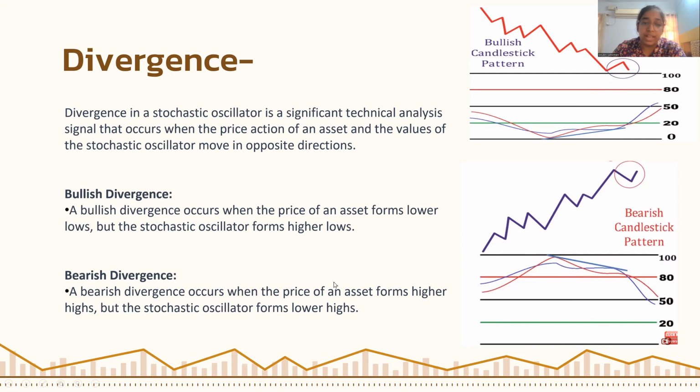A bearish divergence occurs when the price of an asset forms higher highs. One can see the price chart, it is showing higher highs, it is an uptrend, whereas the stochastic oscillator is forming lower highs. It is going in the negative crossover. It is showing a positive crossover here, but it is showing a negative crossover. Here one can see a bearish candlestick pattern here and a bullish candlestick pattern on this side.